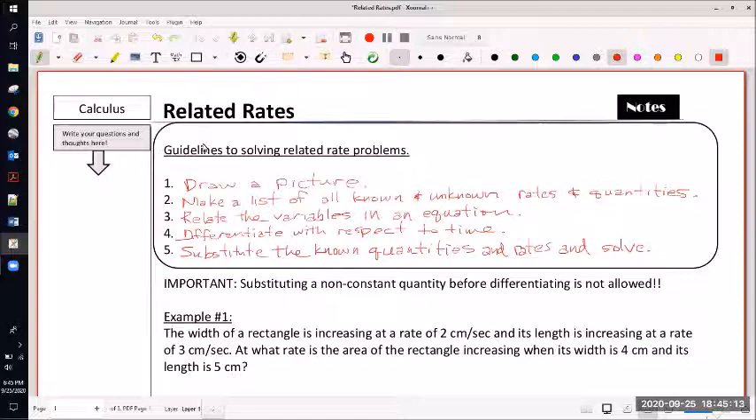Hello, everyone. In this video, we're going to talk about related rate problems. So to solve related rate problems, first draw a picture, make a list of all the known and unknown rates and quantities, relate the variables in an equation, then differentiate this equation with respect to time, and finally, substitute the known quantities and rates and solve for the unknown quantity.